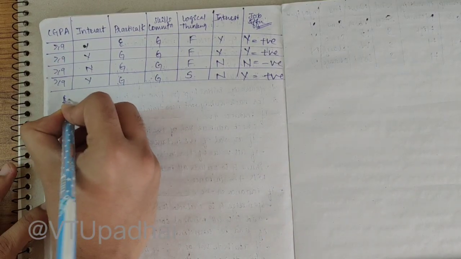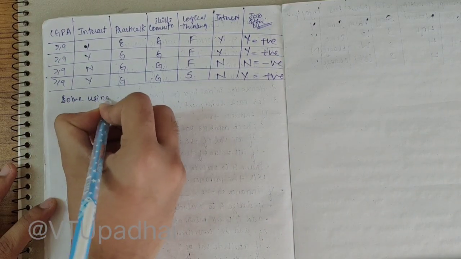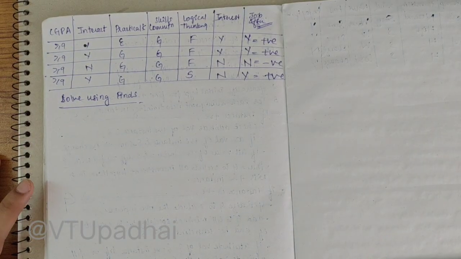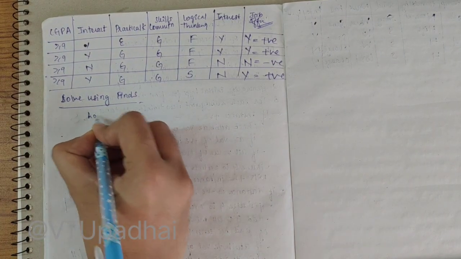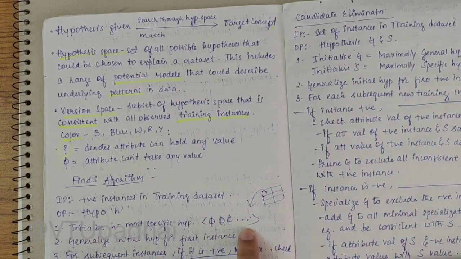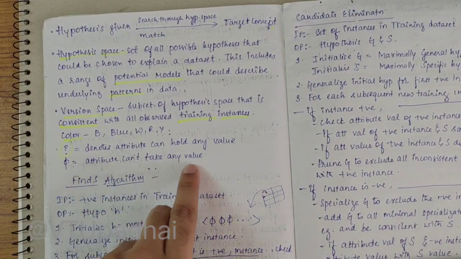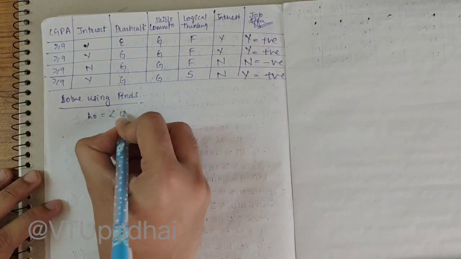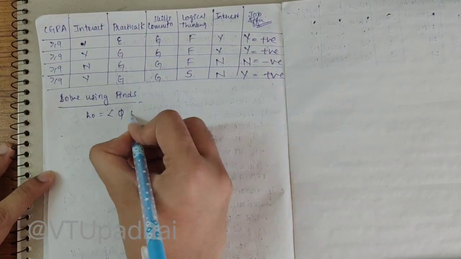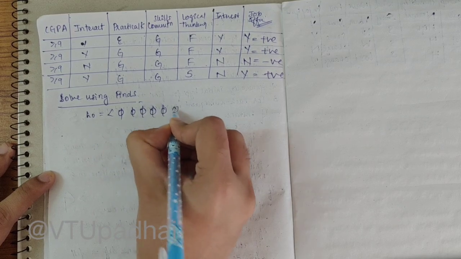Firstly, solve using the Find-S algorithm. For solving with the Find-S algorithm, firstly we'll take H0, that is the initial hypothesis, the most specific hypothesis, as φ. Fill it with φ, that is it can take any value. Here how many attributes do we have? 1, 2, 3, 4, 5, 6. 6 attributes are there, right? So fill it with six φs.